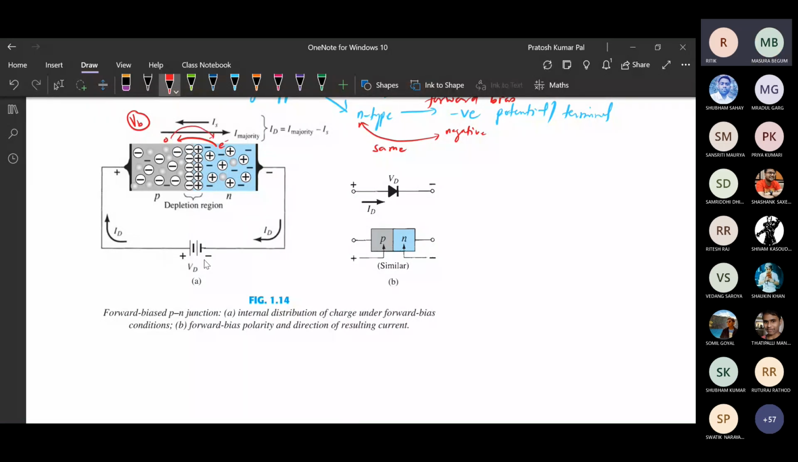Okay, so now most of the charge carriers that will be moving will be the majority carriers. So majority carriers will be able to freely move across the junction. So the current that we finally get will constitute the minority carrier current as well as the majority carrier current. But the majority carrier current will be higher than the minority carrier current.